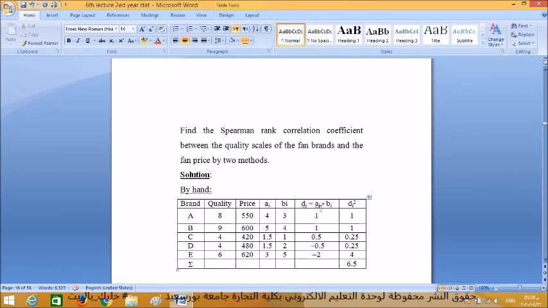A minus B equals D. So 4 minus 3 equals 1, 5 minus 4 equals 1, and so on. D squared: 1 by 1 equals 1, 1 by 1 equals 1, half by half equals a quarter, and so on.